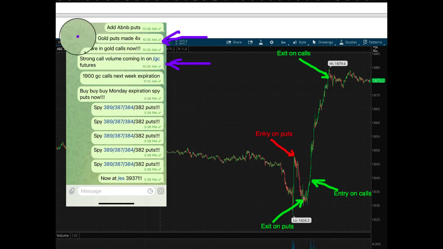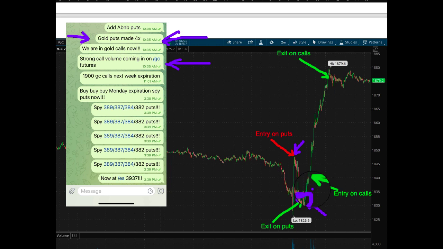We switched the trade from gold puts into gold calls right here. So we got into gold puts right here. We've collected the profits on gold puts right here, close to the bottom. We didn't collect right at 1830, but like 1832, 1833, 1834 area right here. This is when we sold gold puts.